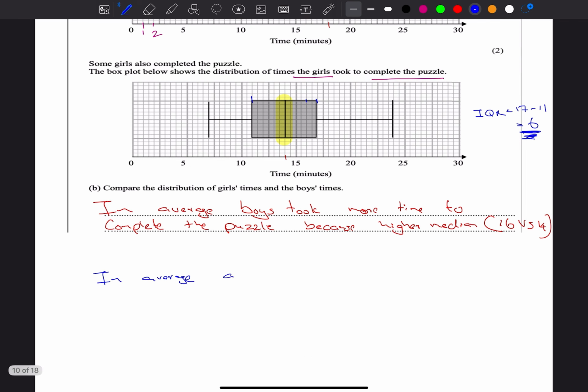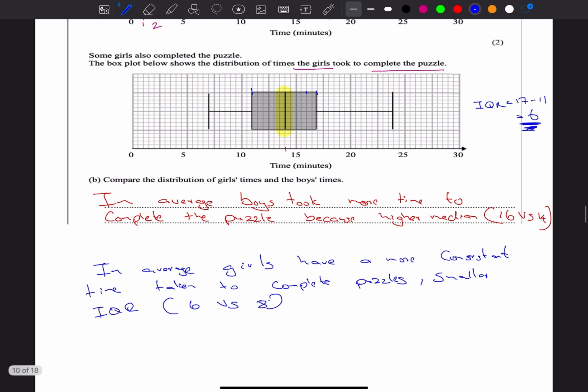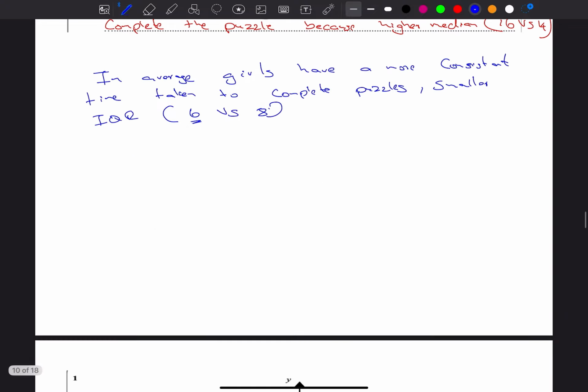In average, girls have a more consistent time taken to complete the puzzle because they have a smaller interquartile range, 6 versus the other one, 8. Yeah, 6 is better. Always remember, interquartile range, you pick the lowest one. Upper quartile, median, you pick the highest one, and then you write. Learn, okay? Simple questions.